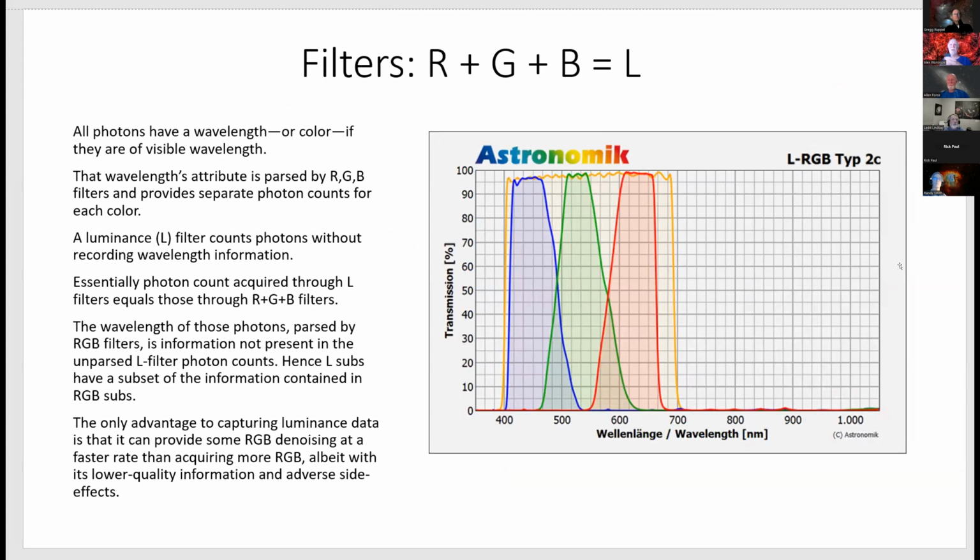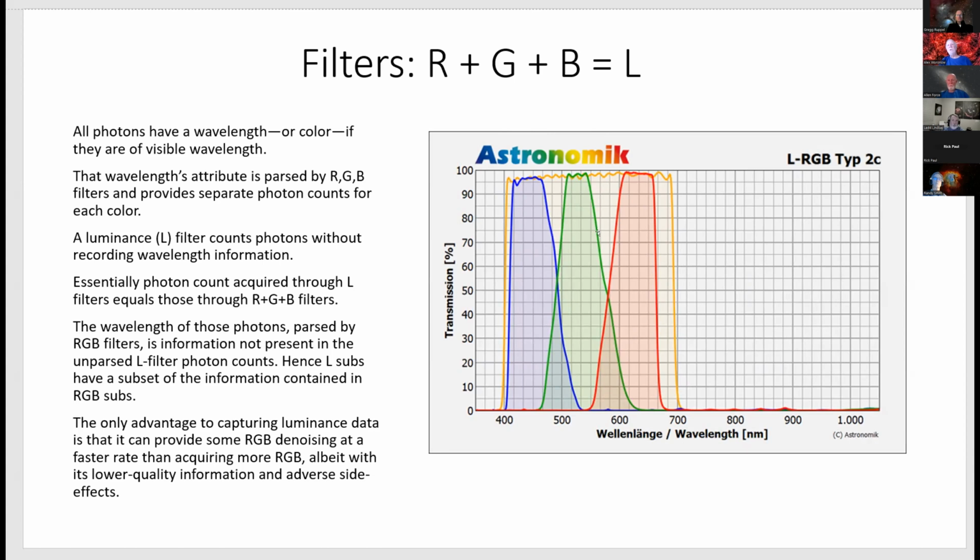So basically, it's a very simple thing. R plus G plus B equals L. And that comes from the fact that all we're doing in our cameras is counting photons. If we have three filters, the R, G, and B here from astronomy filters, and here's the L filter, you can see that if you add up all the photons captured through the red, green, and blue, then you basically get L.